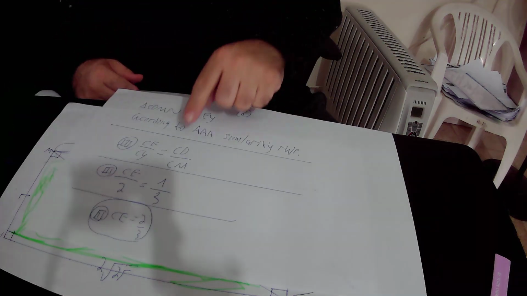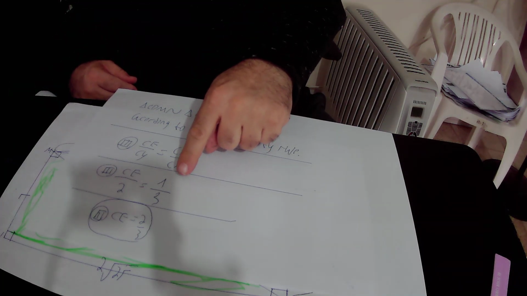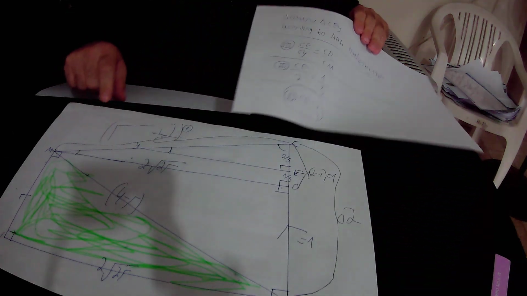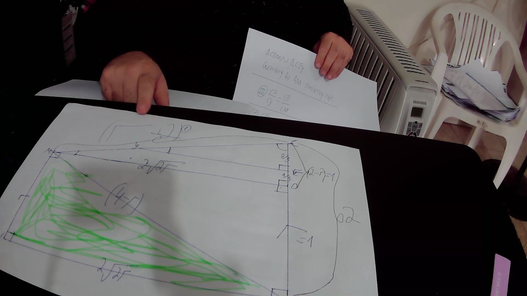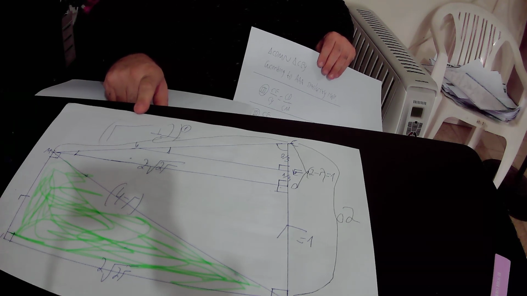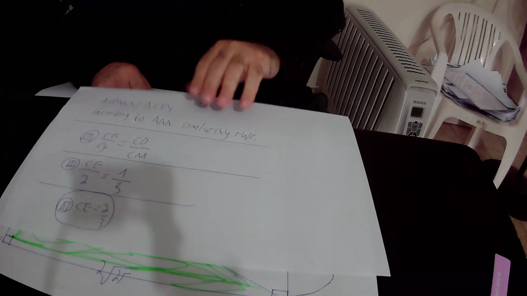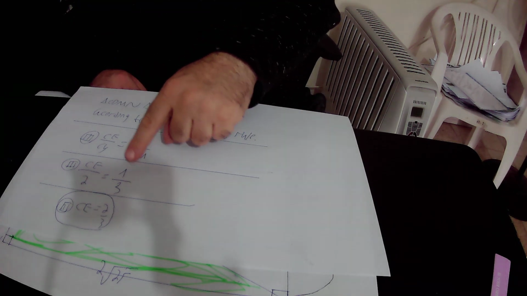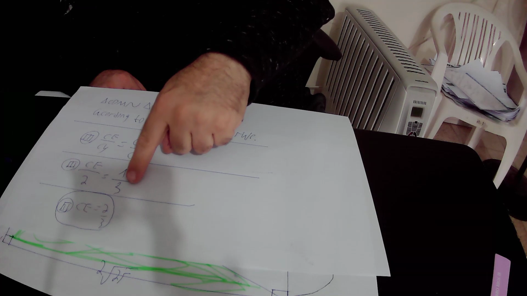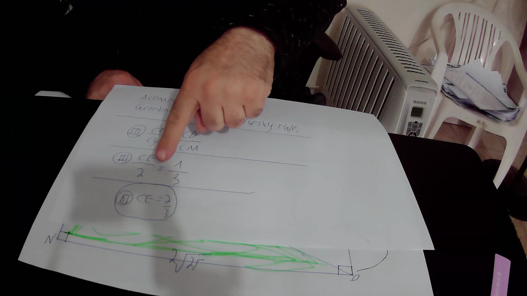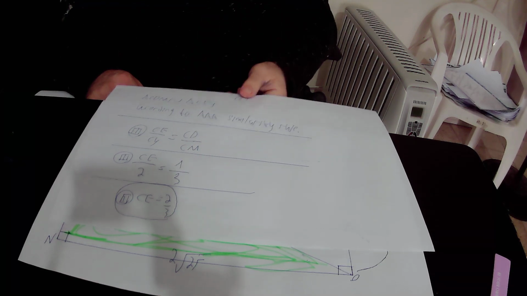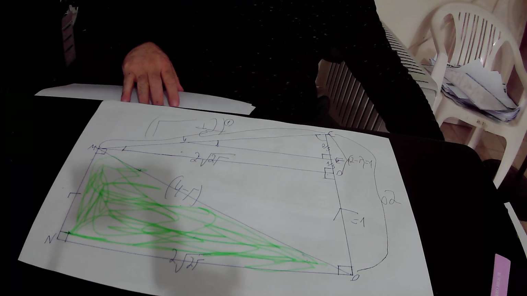So CD equals 1 unit and CM equals R plus 2. You can see from here that CM equals R plus 2 and R equals 1, so R plus 2 is 1 plus 2, that is to say CM equals 3. So in total we got that CE over 2 equals 1 over 3. Here we multiply equation number 3 by 2 and we get that the value of CE is 2/3.